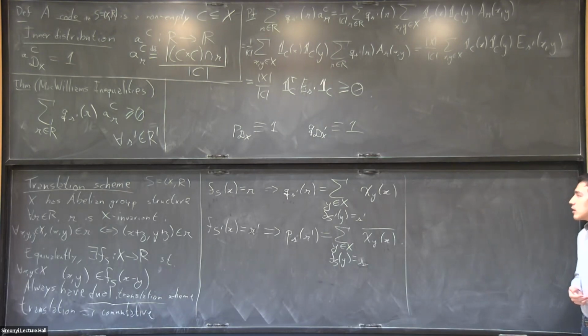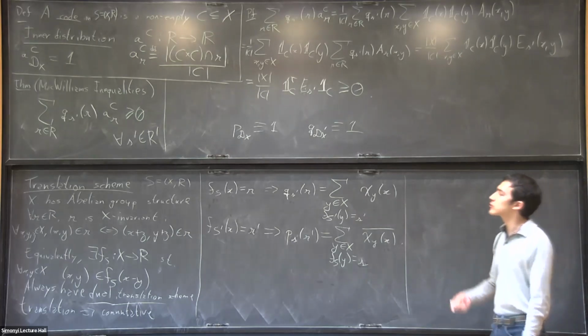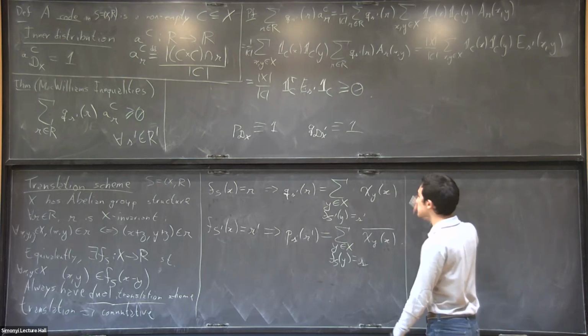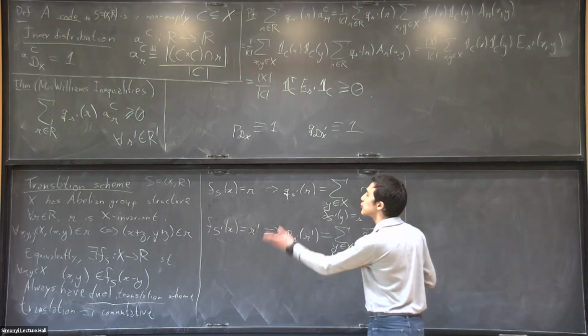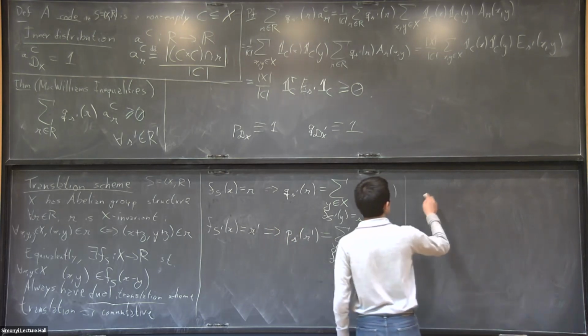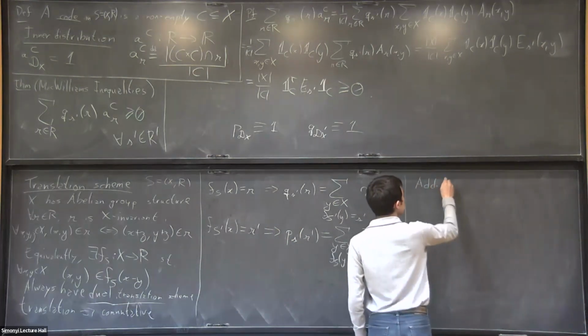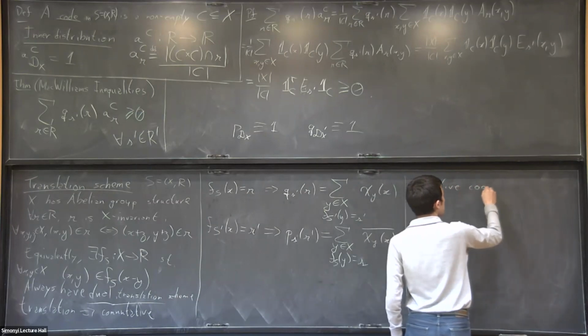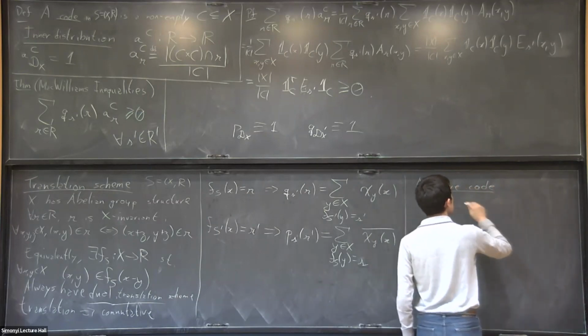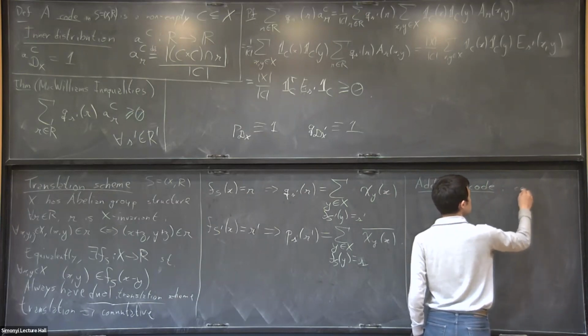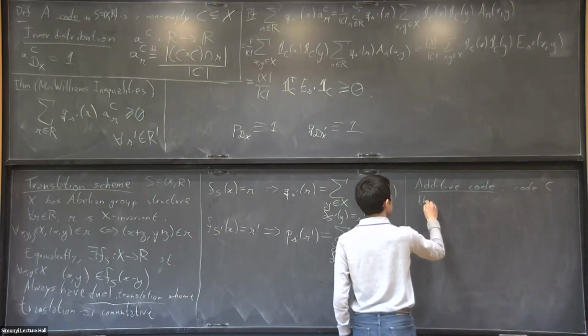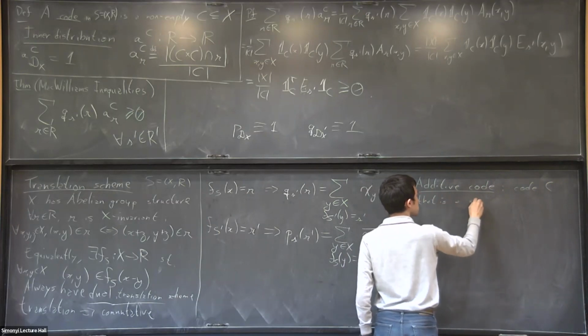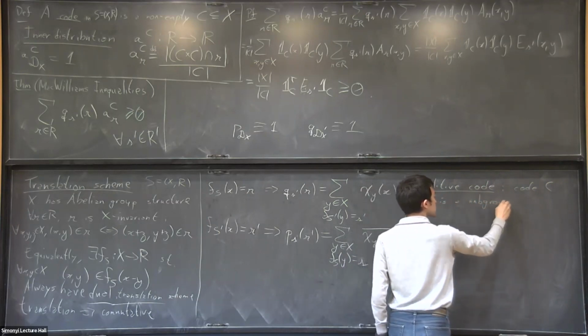Okay. So why do we care about translation schemes? Well, if you remember the beginning of the talk, we talked about linear codes as well, right? And for linear codes, you need to talk about translation schemes. Sometimes they're called linear, sometimes they're called additive, just to remind you that maybe it's not necessarily a field. So what's an additive code? This is just a code C that is a subgroup of X.